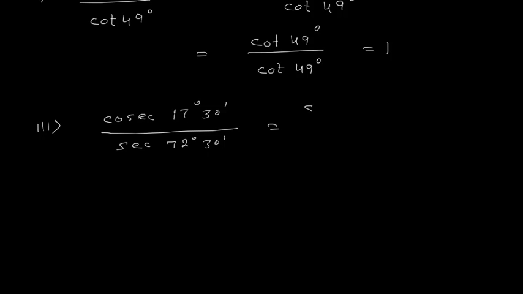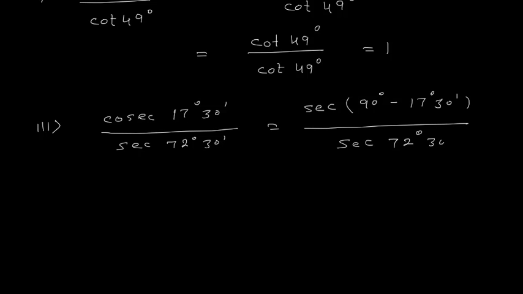Now here I will convert this cosec in sec. So I will write sec of 90 degree minus 17 degree 30 minute divided by sec 72 degree 30 minute.